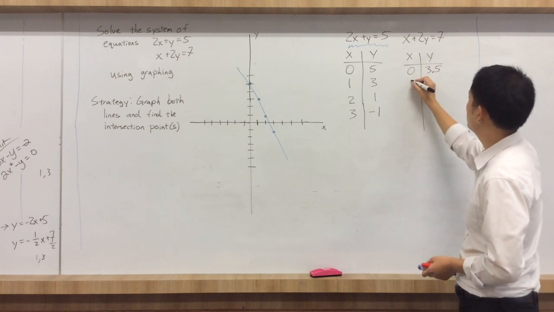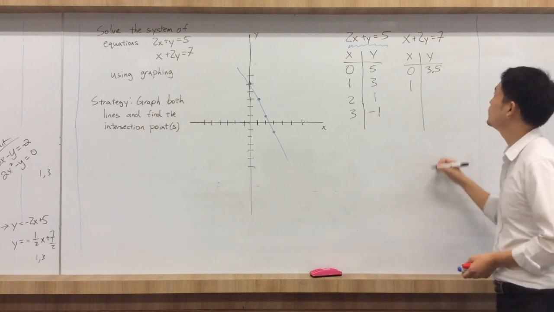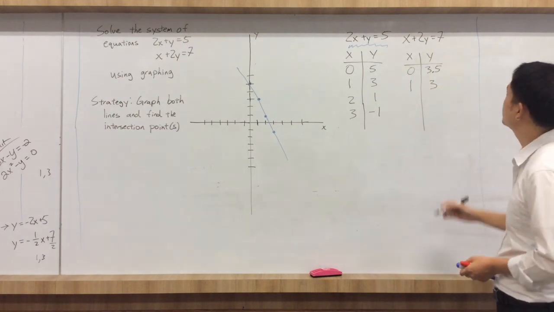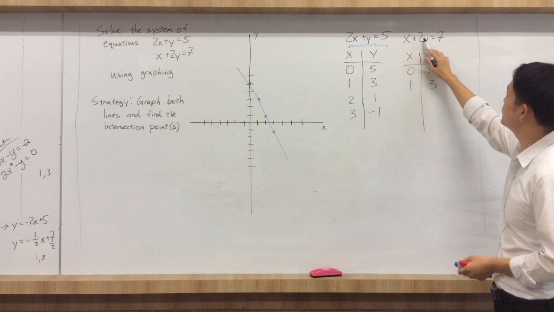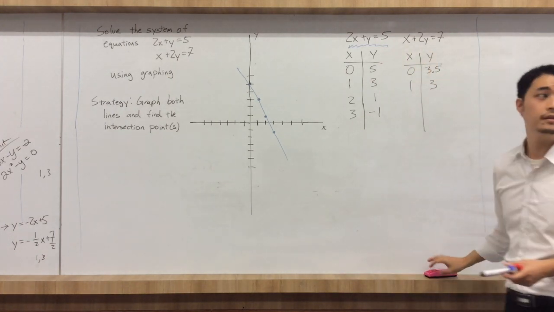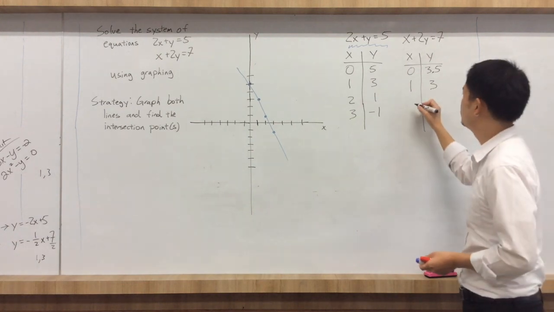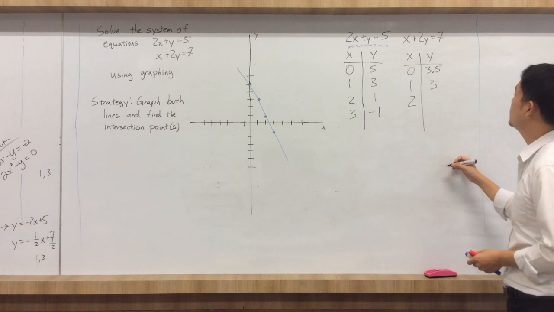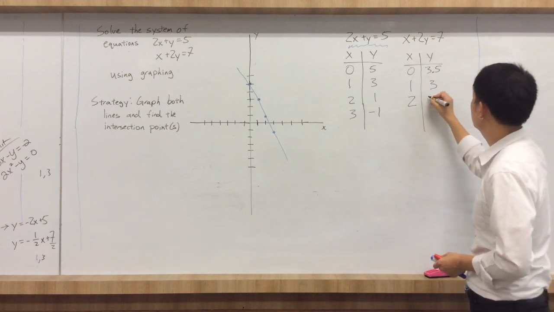If x is 1, then y becomes 3. Right? We have 1 here, so 3 times 2 is 6. 6 plus 1 is 7. If x is 2, y becomes 2.5.